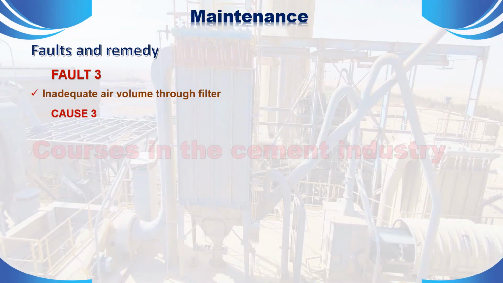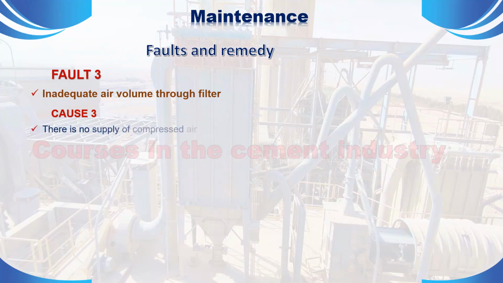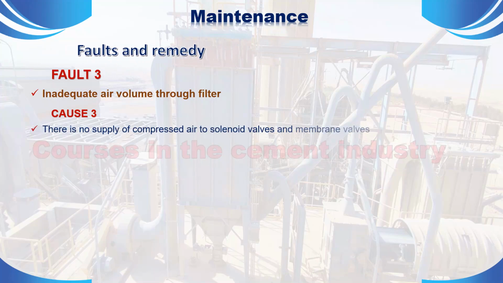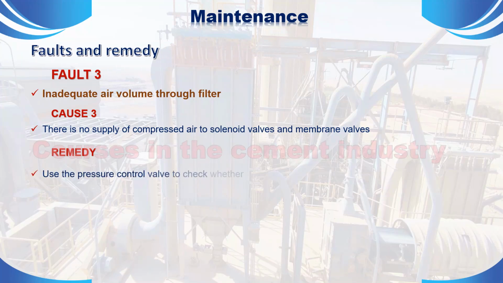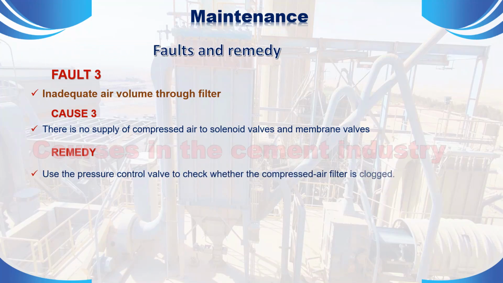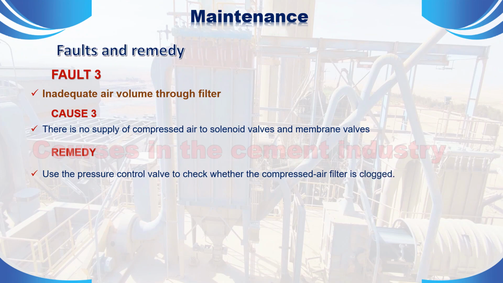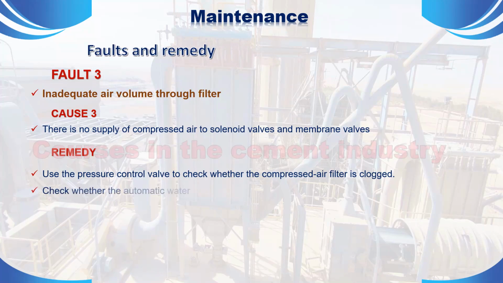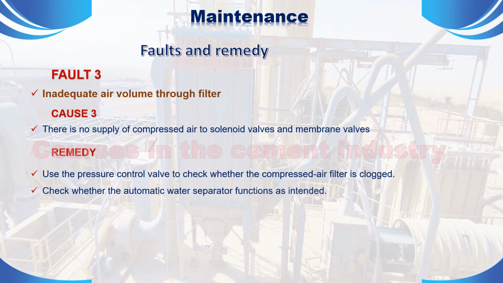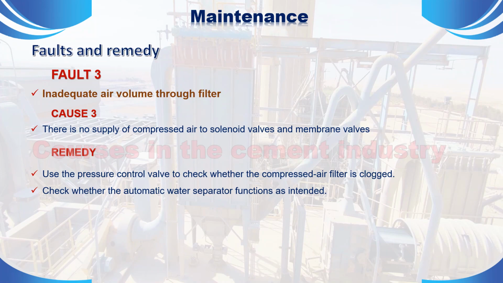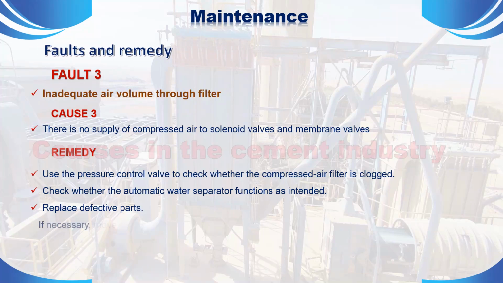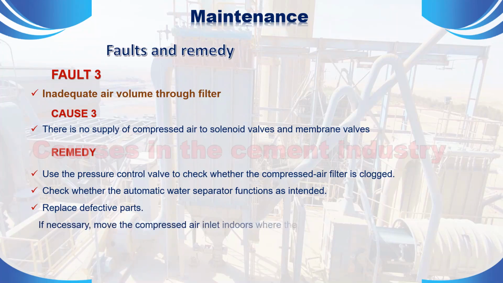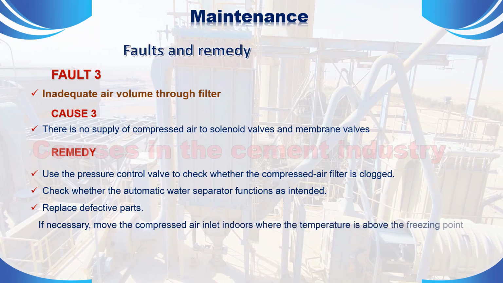Cause 3. There is no supply of compressed air to solenoid valves and membrane valves. Remedy. 1. Use the pressure control valve to check whether the compressed air filter is clogged. 2. Check whether the automatic water separator functions as intended. 3. Replace defective parts. If necessary, move the compressed air inlet indoors, where the temperature is above the freezing point.